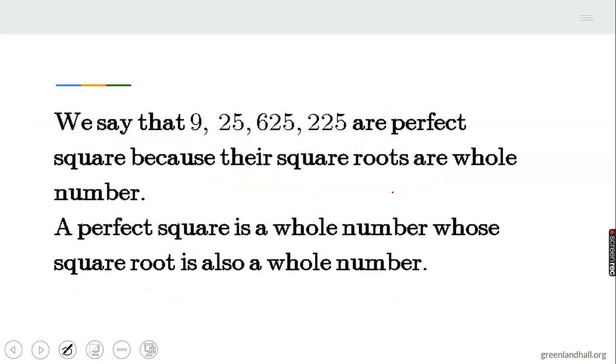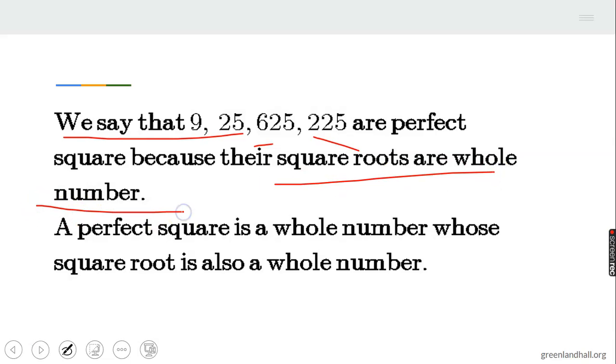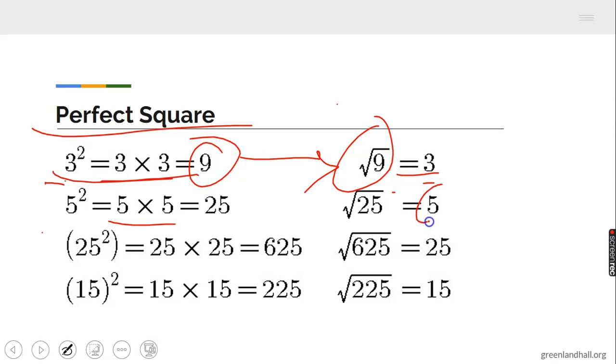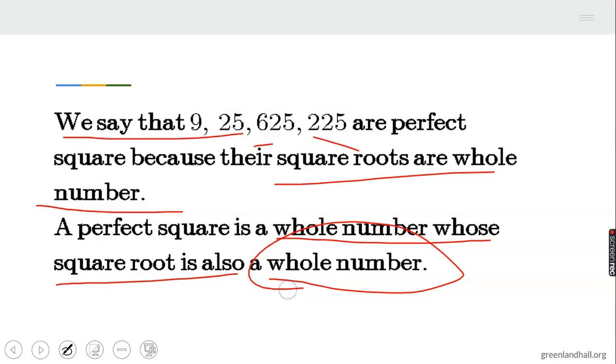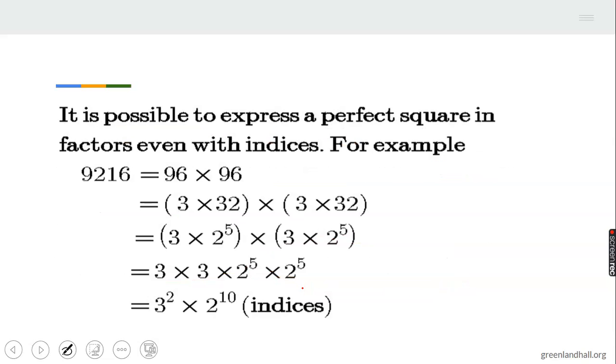Now when a number, we say that 9, 25, 625 and 225 are perfect squares because their square roots are whole numbers. That is, when you find their square root, you have a whole number. We call them perfect squares. A perfect square is a whole number whose square root is also a whole number. Now it is possible to express a perfect square in factors, even with indices. I believe you remember when we were talking about indices.